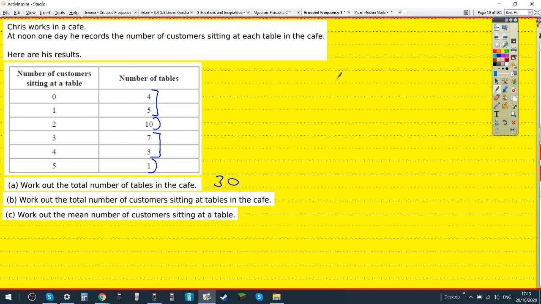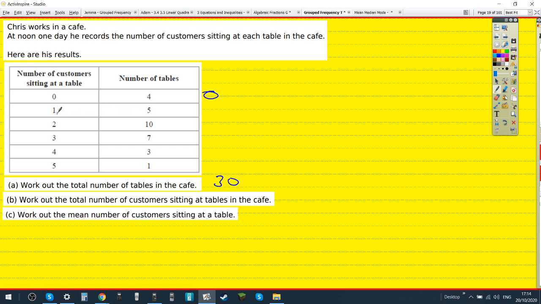There's a trick to it. You have to multiply the customers by the tables. Sorry about that. There are 0 customers at 4 tables. How many customers is that? 4 tables have 0 customers each. How many customers are there at those 4 tables? 0. Yep.